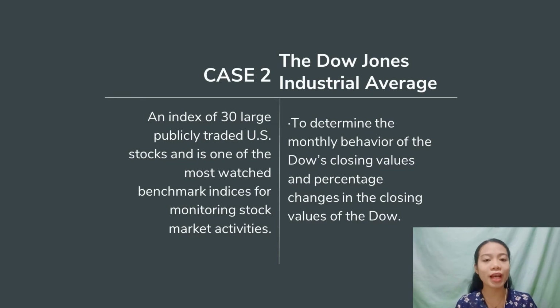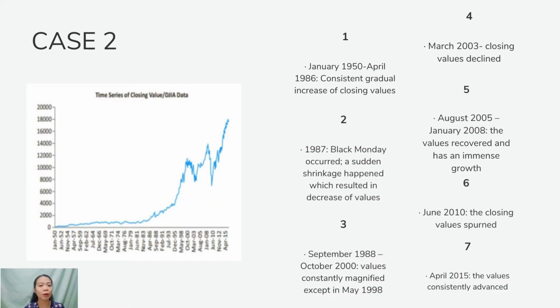Case 2 aims to determine the monthly behavior of the Dow's closing values, which refers to the sum of the component prices divided by a divisor, and changes when a component stock has either a stock split or a stock dividend, as well as the behavior of the associated monthly percentage changes in the closing values of the Dow. The file DJIA monthly close.xlsx contains monthly values of the Dow from 1950 to mid-2015. From this data, we have produced the time series graph shown in Figure 1.